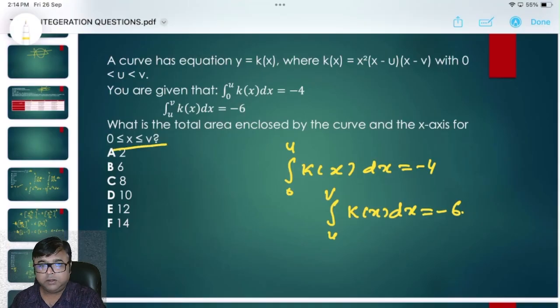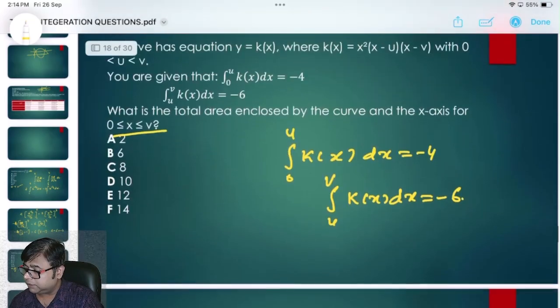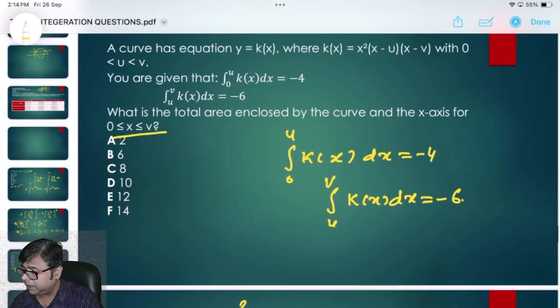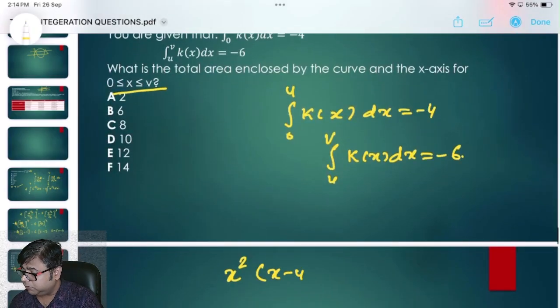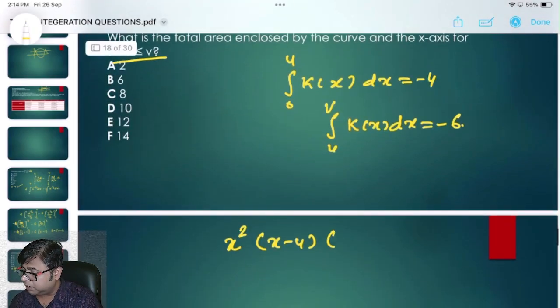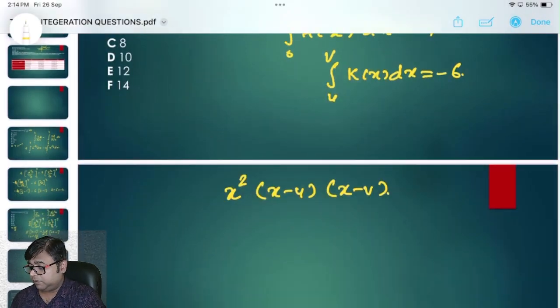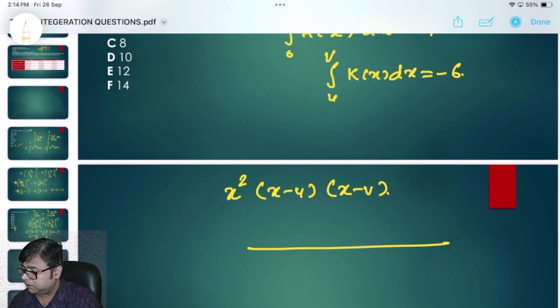Area cannot be negative, so I need to understand whether these are the limits that I have to find, or the curve that is there, how does it look like? I've covered this in the quadratic video in inequalities. To check how the graph looks, I know this graph will be a polynomial, and polynomials have wavy curves. So the roots are, the largest is v, then we have u, and then 0.